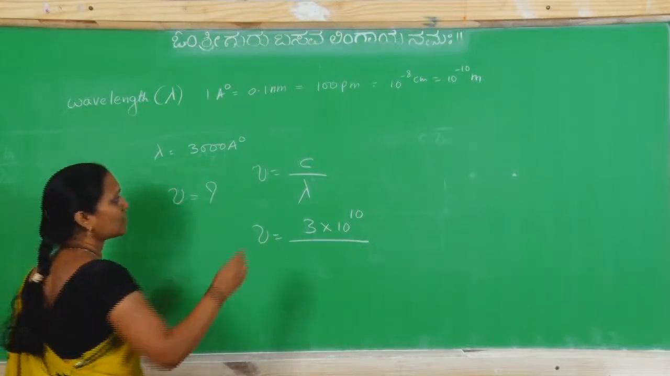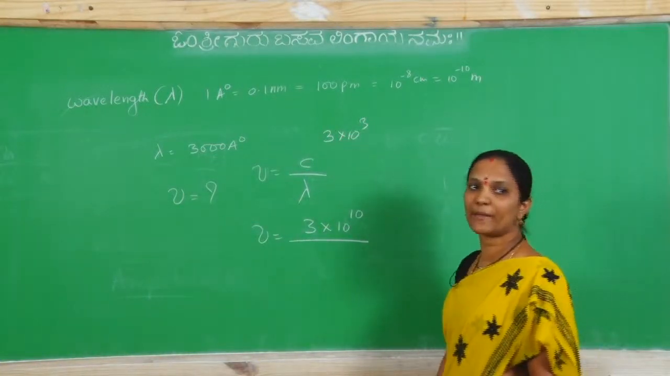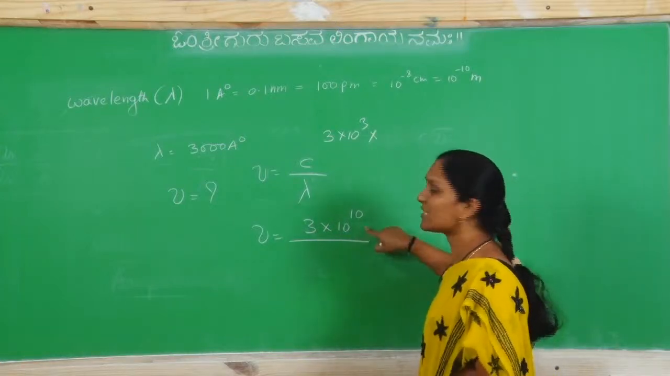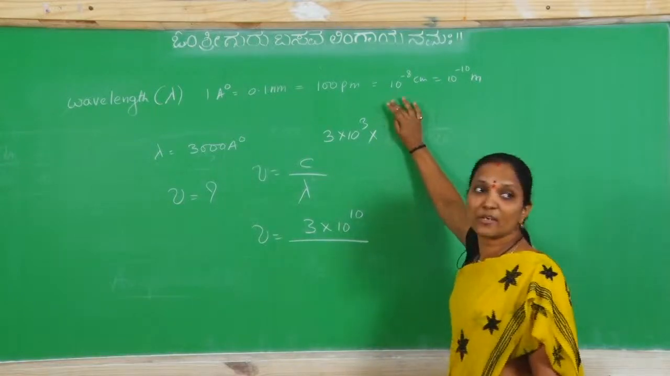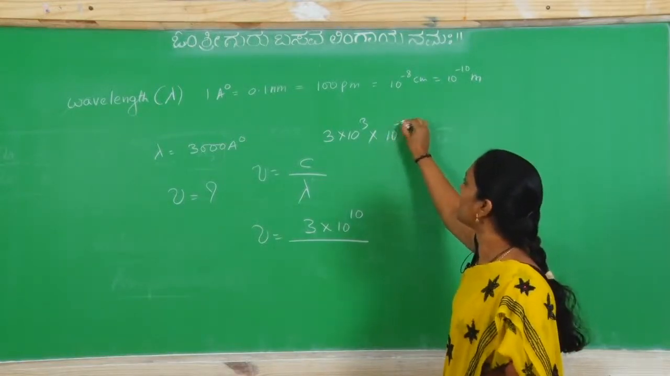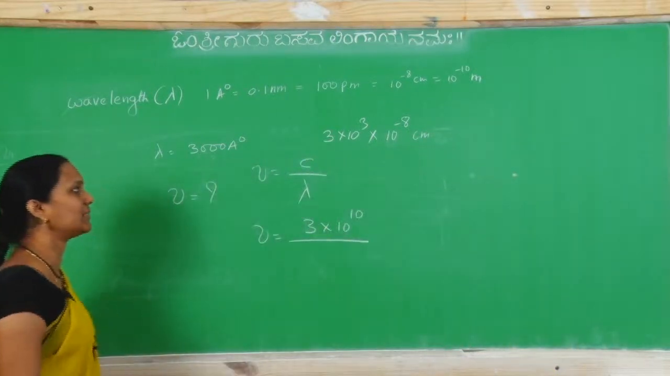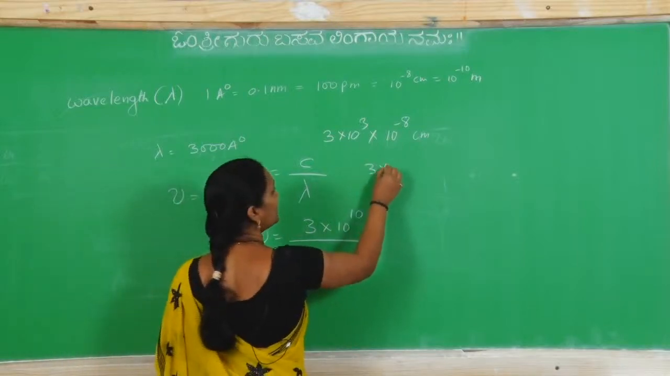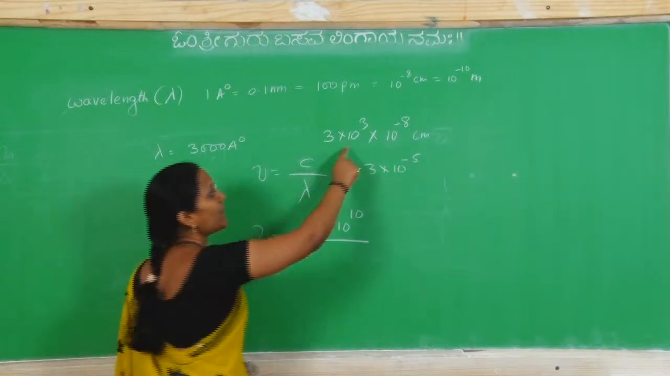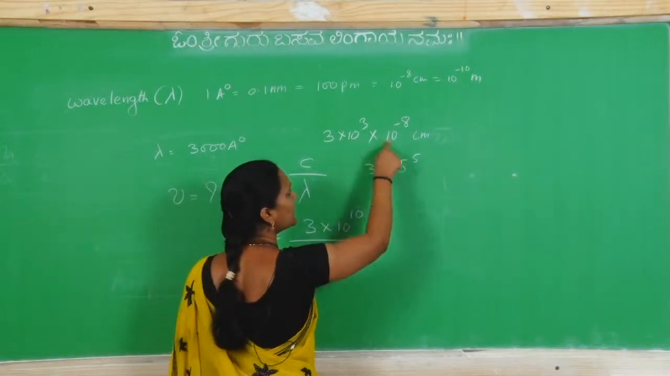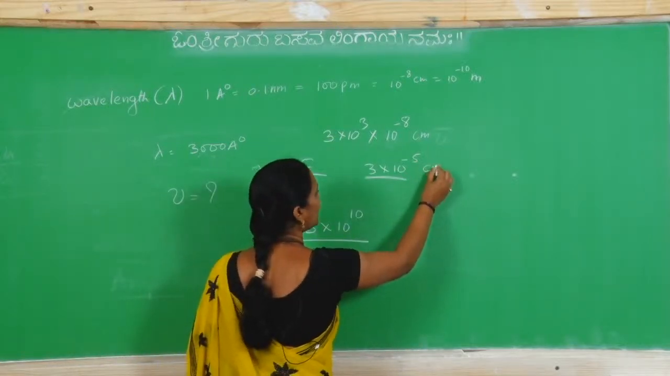Okay, this is 3 into 10 power 10 by wavelength. How much is given? 3000. 3000 means 3 into 10 power 3. Convert into centimeters, because this is in centimeters. 1 angstrom is 10 power minus 8 centimeters. So 3000 angstroms is 3000 into 10 power minus 8 centimeters. Now it is equal to 3 into 10 power minus 5, because 10 power 3 minus 8 is 10 power minus 5. So the wavelength is 3 into 10 power minus 5 centimeters.